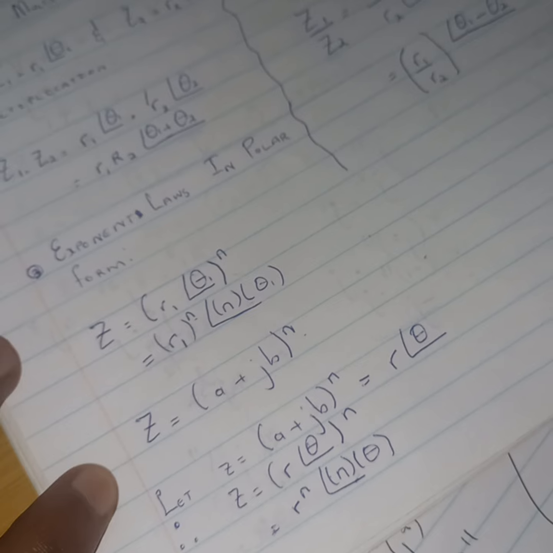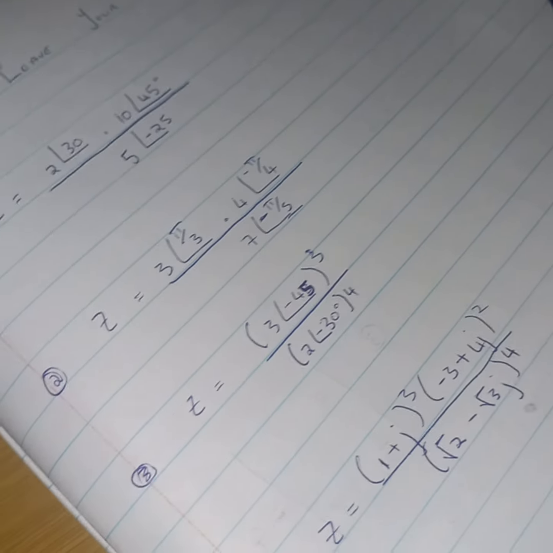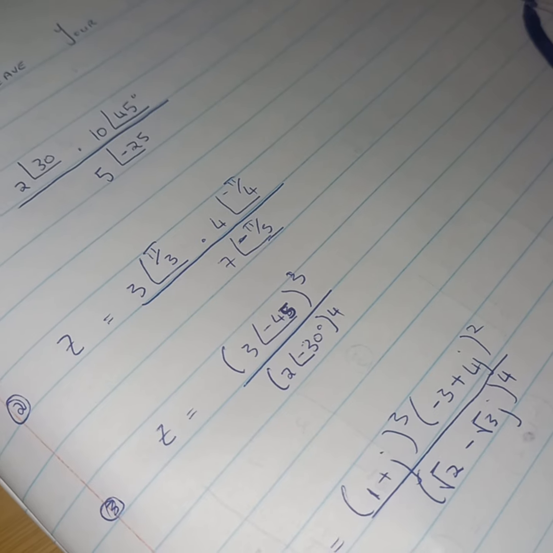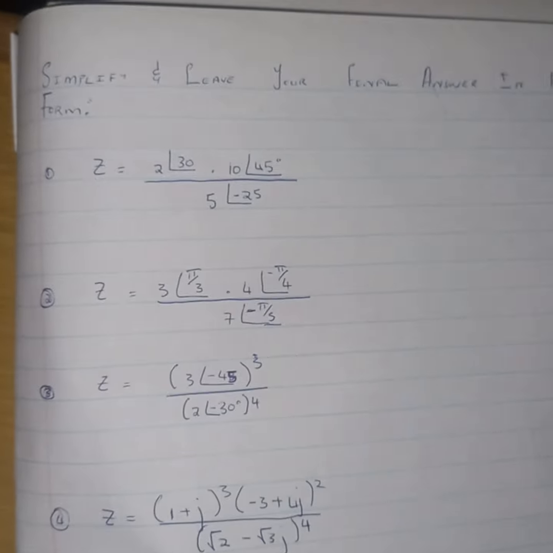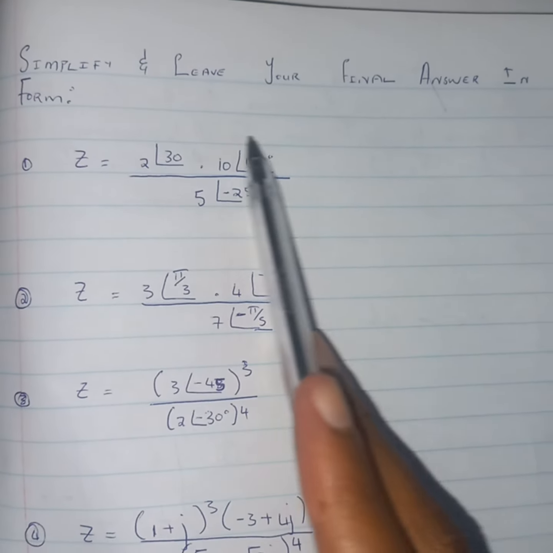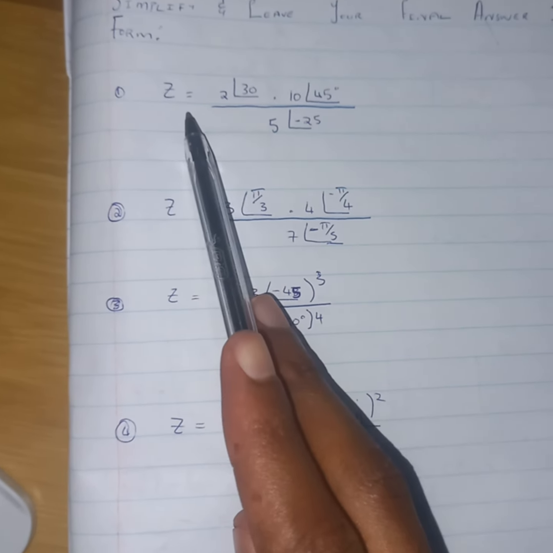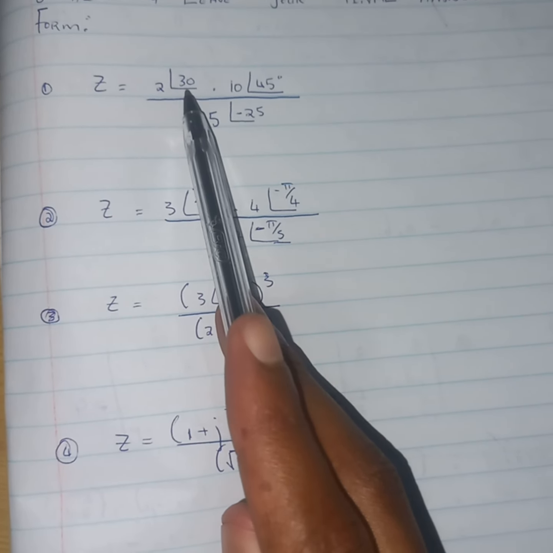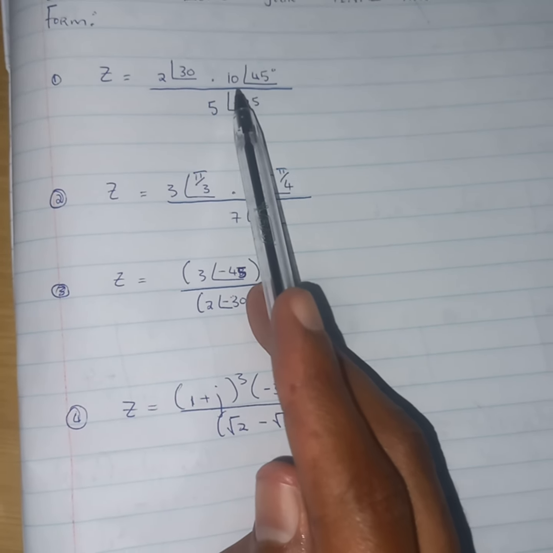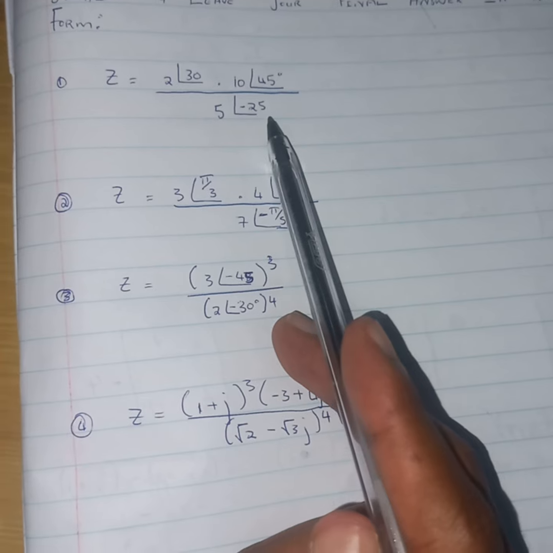So can you please try the following? Simplify and leave your final answer in rectangular form. You have the first one, z equals 2 with an angle of 30 multiplied by 10 angle 45, divided by 5 angle negative 25.